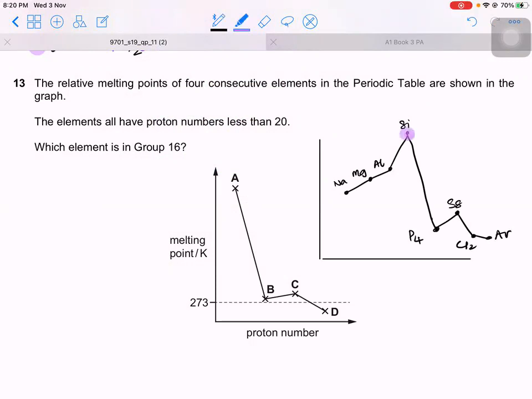So the highest melting point, or A, kind of corresponds to silicon, a group 14 element. Therefore, this will be group 15, this would be group 16, this would be group 17. Which is a group 16 element? C.